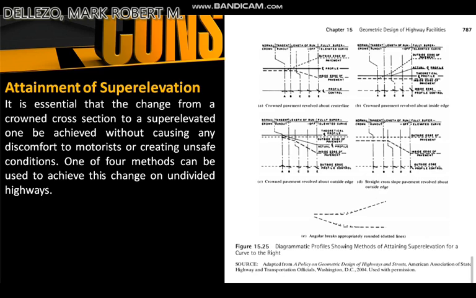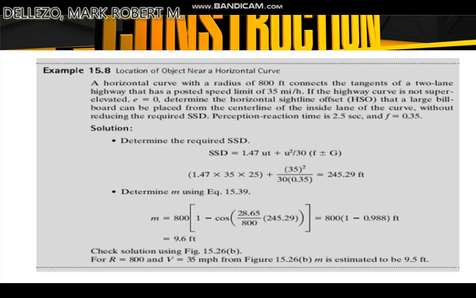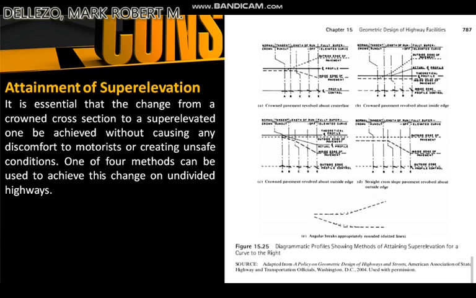So in this figure 15.25, the diagrammatic profile shows methods of attaining superelevation for a curve to the right. So there are four methods that can be used. This is the four.